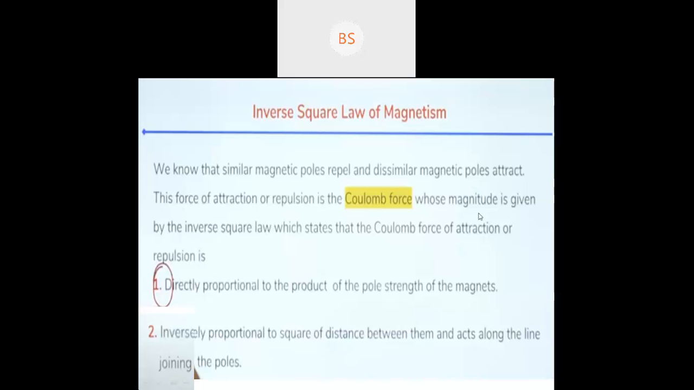Its magnitude is given by the inverse square law, which states that the Coulomb force of attraction or repulsion depends on 2 points. Which are those 2 points? First, it is directly proportional to the product of the pole strengths of the magnets.